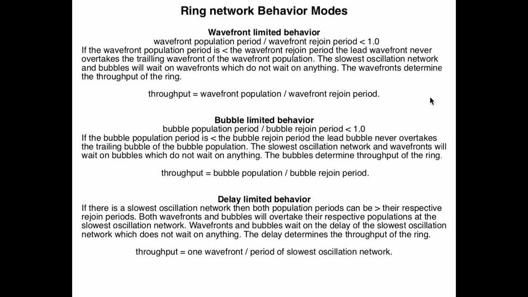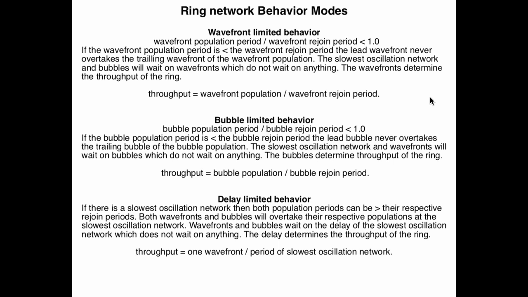A ring network has 3 behavior modes: wavefront limited behavior, bubble limited behavior, and delay limited behavior. If the wavefront population period is less than the wavefront rejoin period, the lead wavefront never overtakes the trailing wavefront of the wavefront population. The slowest oscillation network and the bubbles will wait on wavefronts, which do not wait on anything, and the wavefronts determine the throughput of the ring, which is the wavefront population over the wavefront rejoin period.